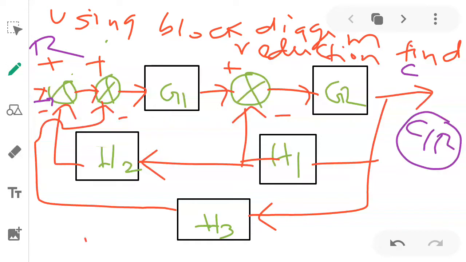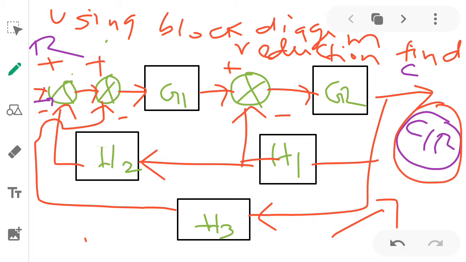Hello everyone, let us discuss problem number 3 in block diagram reduction technique. Given figure is like this, for which we are supposed to find C by R, that is closed loop transfer function again by using block diagram reduction technique.